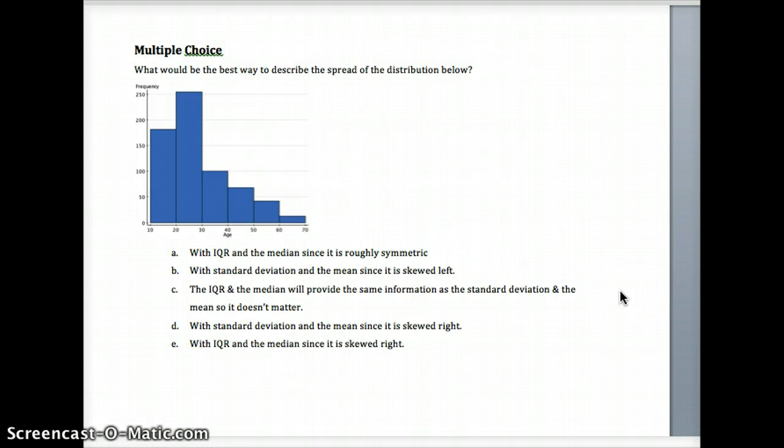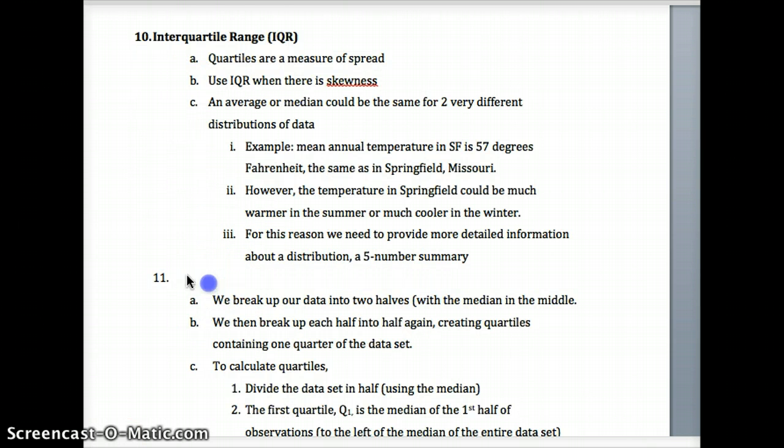Okay, so take a look at this histogram, and picture drawing a curve over it. Think about the shape. Is it symmetrical? Is it uniform? Is it skewed? If so, in which direction? And as a result, what should we use to measure? So pause right now and answer the multiple choice, and then I'll continue and we'll give you the free response.